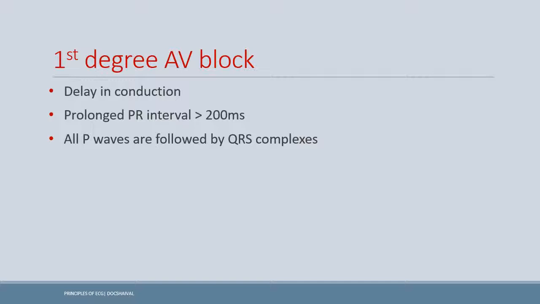Basically this is a partial or incomplete AV block, and there is delay in the conduction of the atrial impulse or the supraventricular impulse from the AV node. And as I've already mentioned, the PR interval is prolonged, that is greater than 200 milliseconds. Then one thing to be kept in mind, a must, is that all P waves are to be followed by QRS complex.